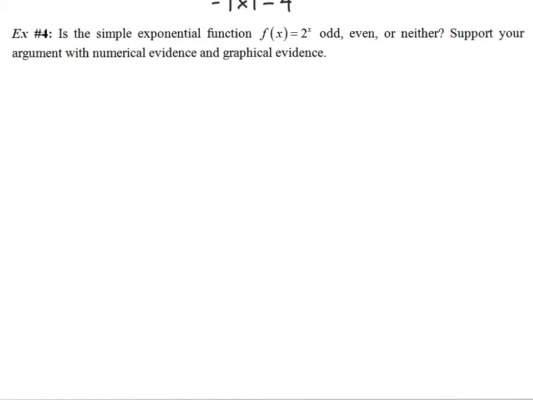Let's try exercise number 4 in the same fashion, but this time our function is f of x equals 2 to the x. So it says decide whether this is even, odd, or neither, and support your argument with numerical evidence and graphical evidence. So again, I'm going to make a table of values, and I'm going to try positive and negative values for x.